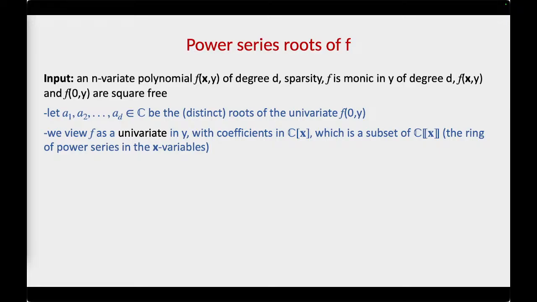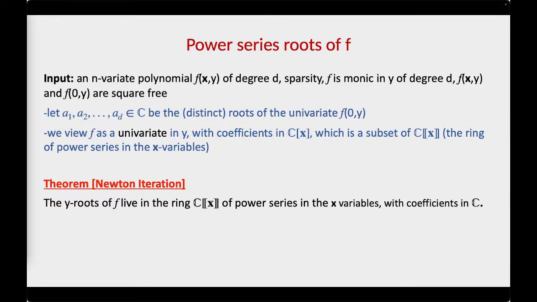Okay. Now we are going to try and compute the roots of this univariate polynomial. So this univariate polynomial in y, the roots live in some complicated ring, and we are going to try and compute the roots. So the first question would be, what do the roots even look like? And because of all the setup we have done, there is a nice answer. The claim is that the y roots of f also live in the ring of power series in x. After all the pre-processing, this is what we get. So the y roots of f live in the ring of power series in x, and the coefficients are complex numbers.